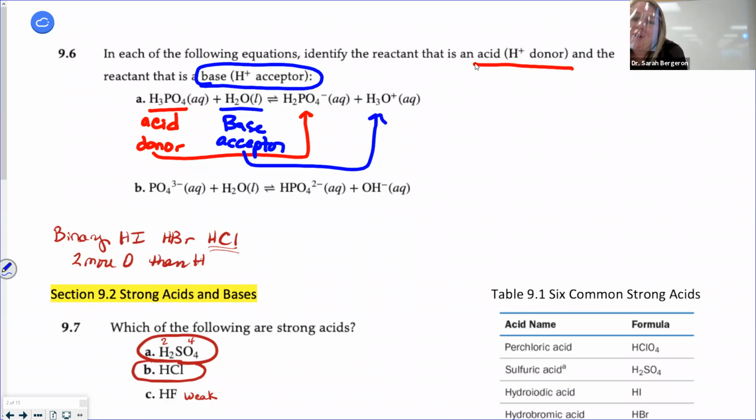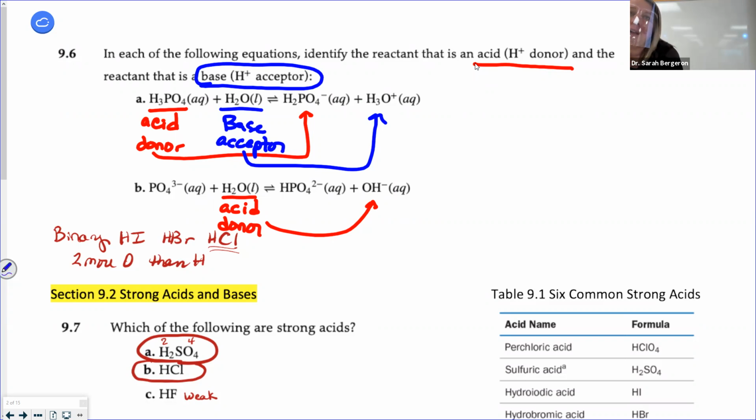Okay. How about in B? Tell me about my acid first, my one that's going to donate. H2O. There's only one molecule on the reactant side that has a hydrogen, right? So this has got to be the acid. And if I look, my H2O has turned into OH minus. So it has lost my hydrogen. Well, where did that hydrogen go? Is it just floating around? No, somebody picked it up.